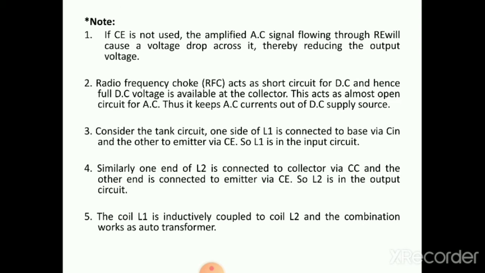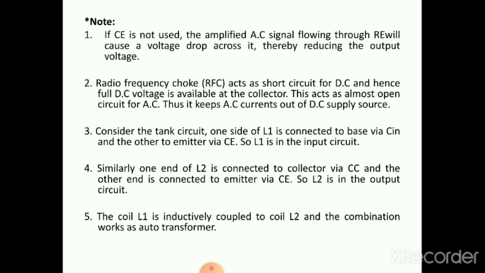Right? We have known this point since the starting of these video lessons, that is the basic amplifier. The emitter bypass capacitor is used to bypass this Re. If it is not bypassed, the voltage drop will occur across the Re, which will reduce the output voltage, so the gain will be reduced.